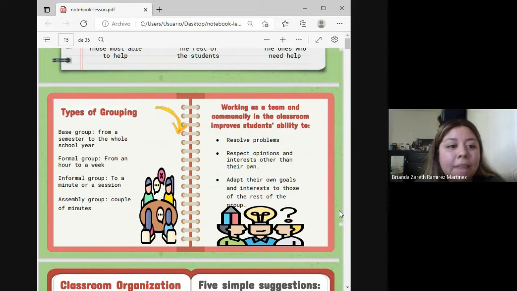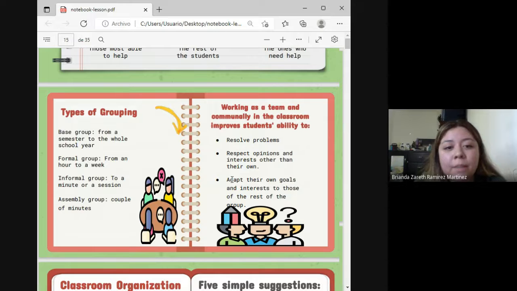Then we have the informal group, that takes around 1 minute or probably a session. In this informal group, usually the teacher is just going to tell the students to group up and talk about the class topic, or talk about the class activity. Then we have the assembly group. In the assembly group, the students usually group up and talk about topics the teacher is talking about.